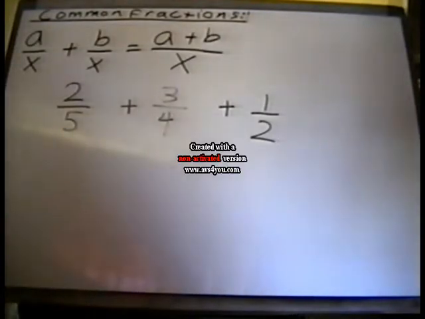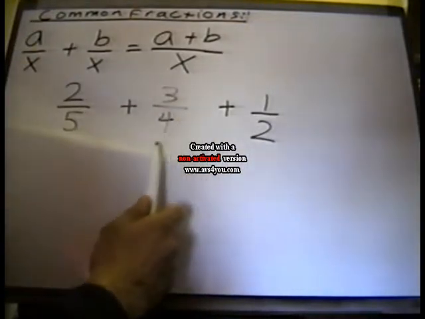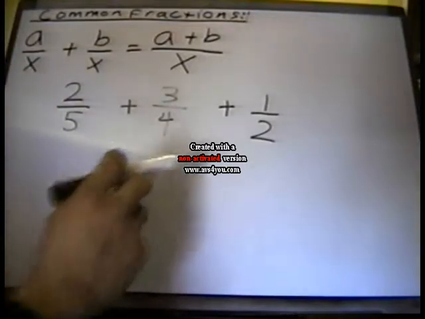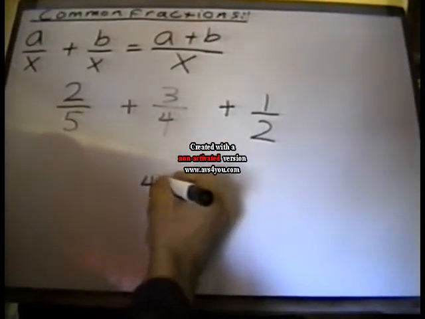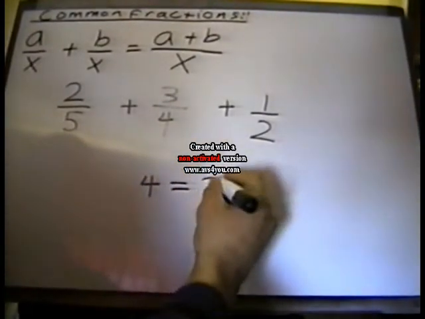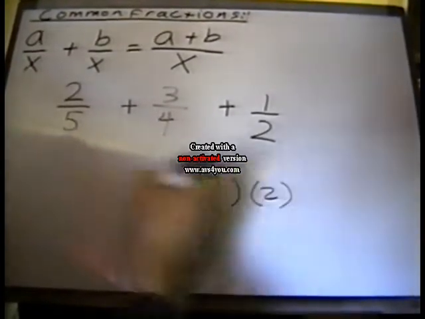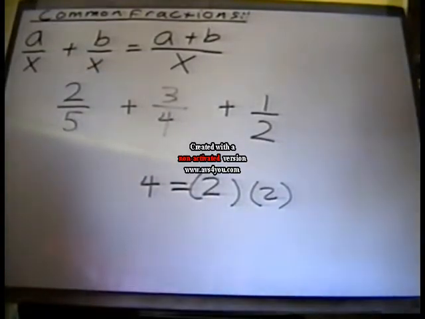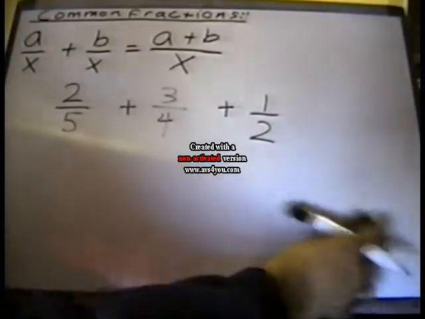Now, we could convert these two into like denominators and simplify the problem first. So we could, because 4 is equal to 2 times 2. 4 has 2 as its factor. So we can multiply 2 by 2 in order to change it into 4.